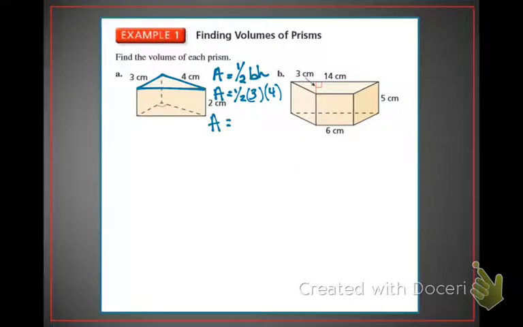Here's what you can do. You do not 1/2 both of them. Do you hear me? You only half one of them. Or, what's 3 times 4? 12. What's 1/2 of 12? 6. So the area of the triangle is 6.